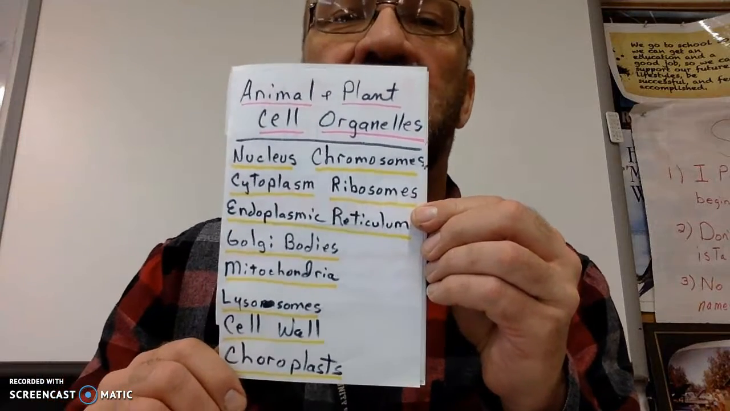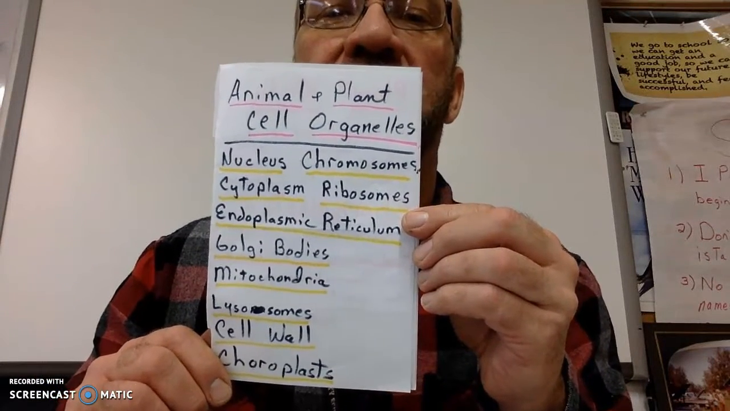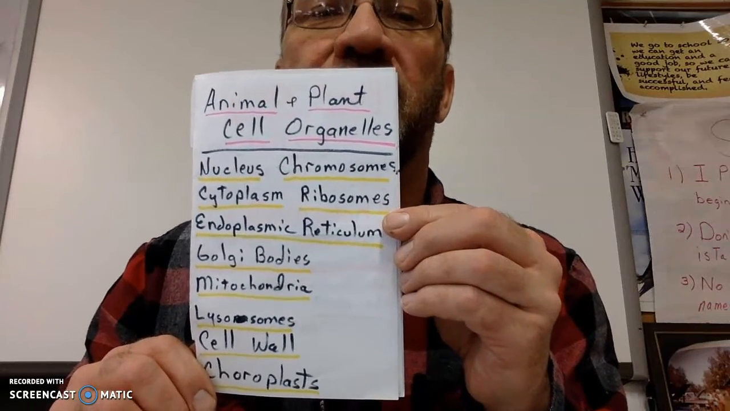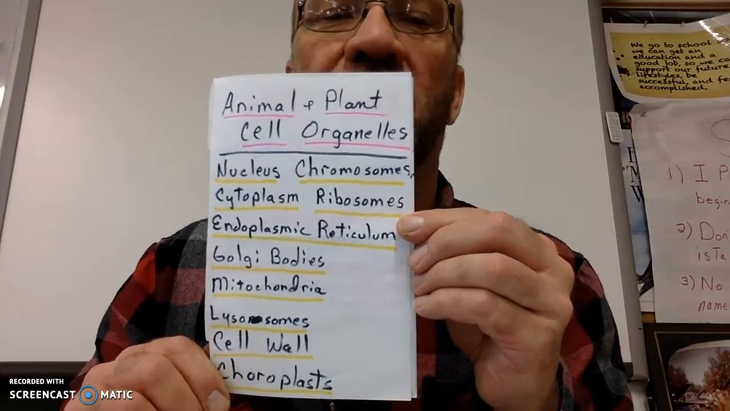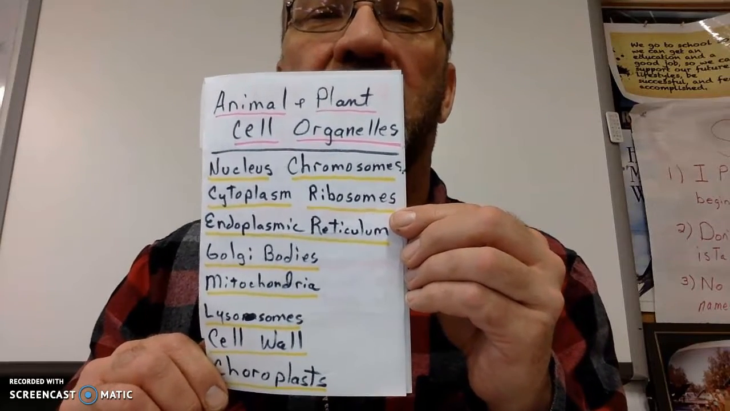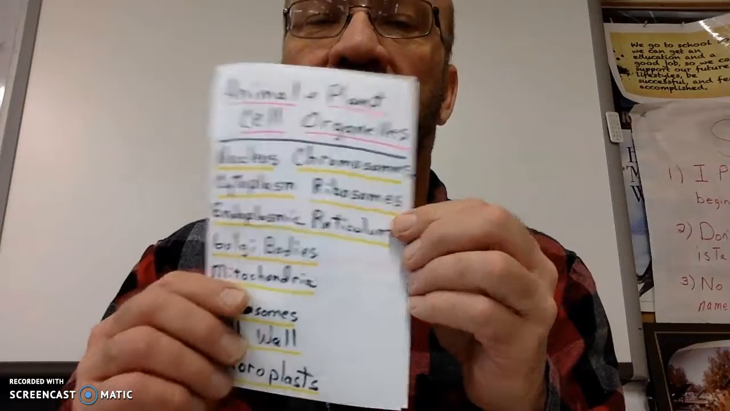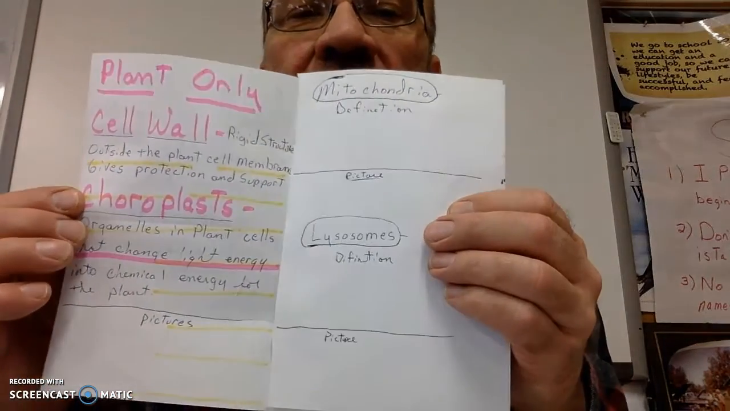We are doing this in the classroom right now. We are making an animal and plant cell organelles booklet, okay? In order to make this booklet, we have all of these different organelles of plant and animal cells, and we are going to make a booklet to explain them.